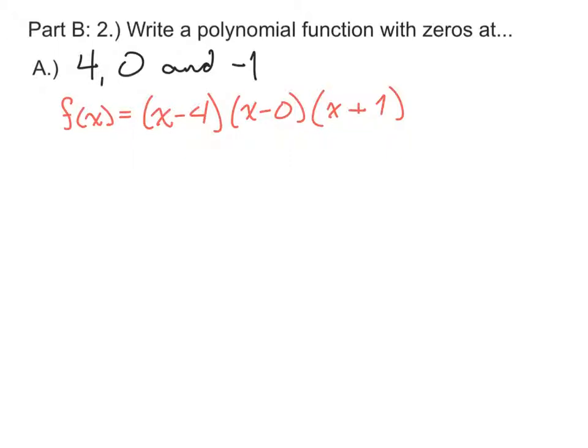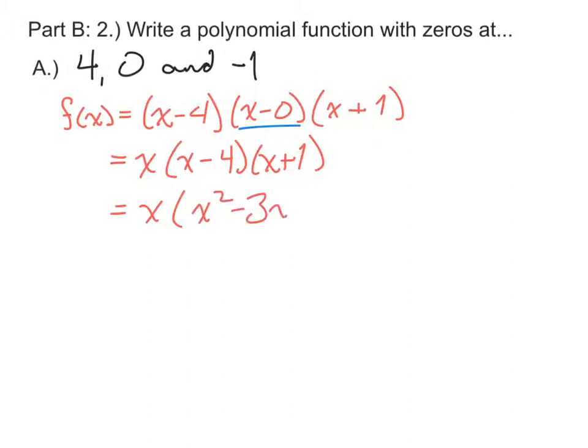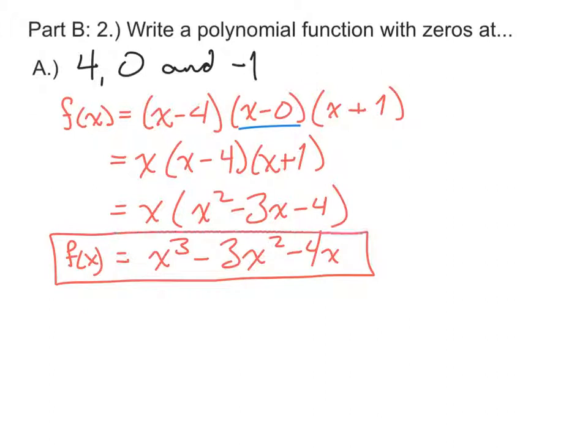Now it's just down to multiplying these three things out. What I notice first, of course, is this x minus 0. I'm going to just call that x, and I'm going to leave it out in front. And first, multiply the x minus 4 times the x plus 1. Foiling those two, we'll end up with x squared minus 3x minus 4. Now, distribute the x to get x to the third minus 3x squared minus 4x. And that will be our function f of x equals x cubed minus 3x squared minus 4x.